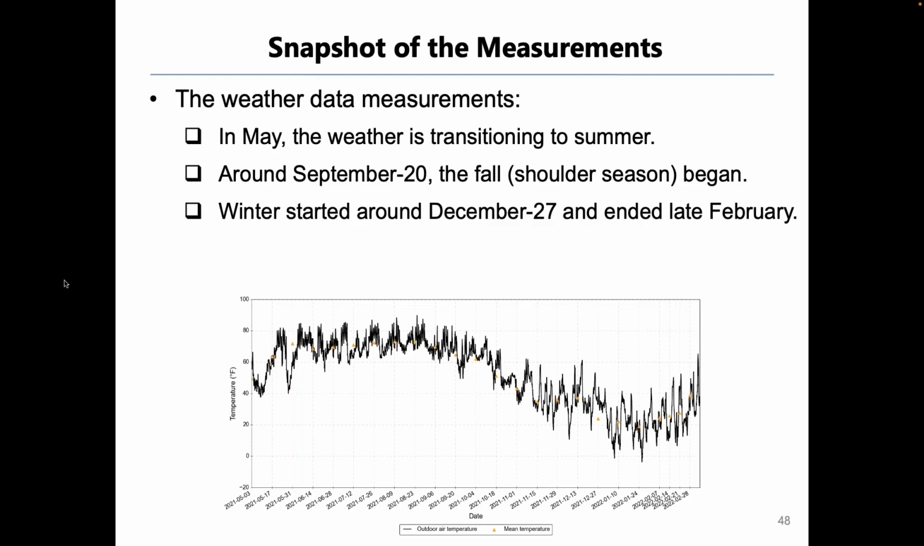Yeah. Let me share a little bit of a snapshot of our measurement. So could you hit once?